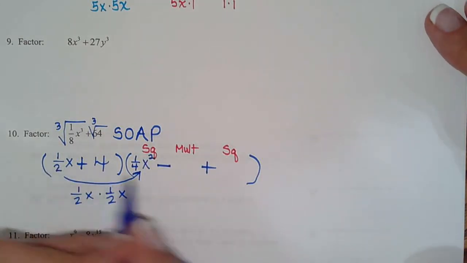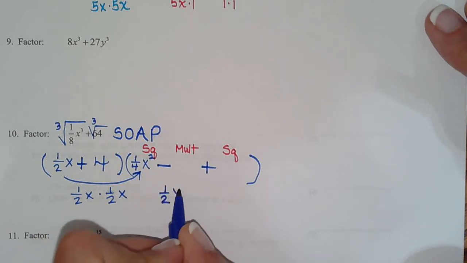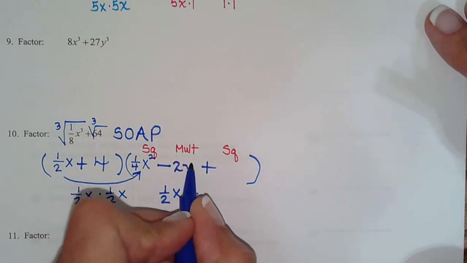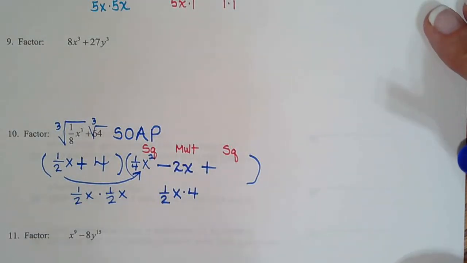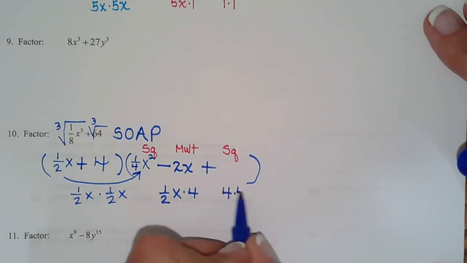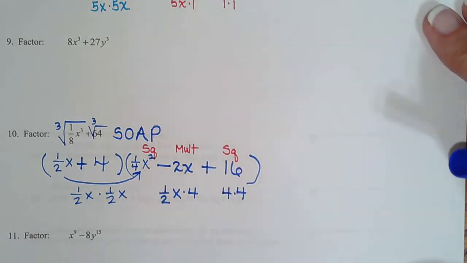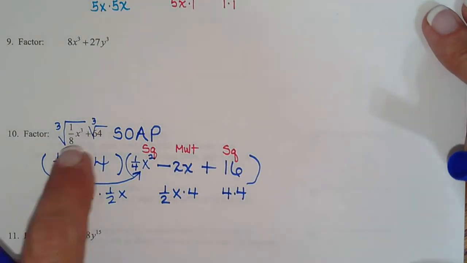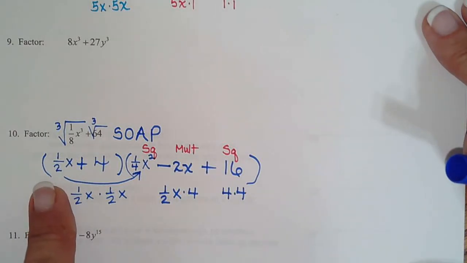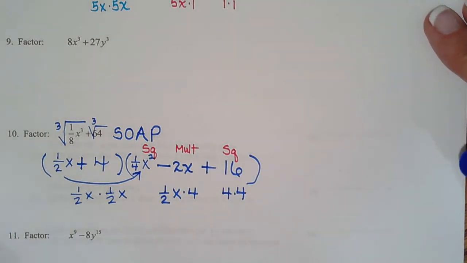Multiply means take the first term and multiply it by the second. 1 half x times 4. Well, half of 4 is 2, and then x. Of course, you can do any of these you want in the calculator, but you should be able to do these simple ones in your head, I think. And square means square the last term. Last term's 4, so 4 times 4, 16. And the beauty of this, as long as you've taken the GCF out, this will never be able to be factored again. So that's nice. So I don't have to check it. I can just stop.